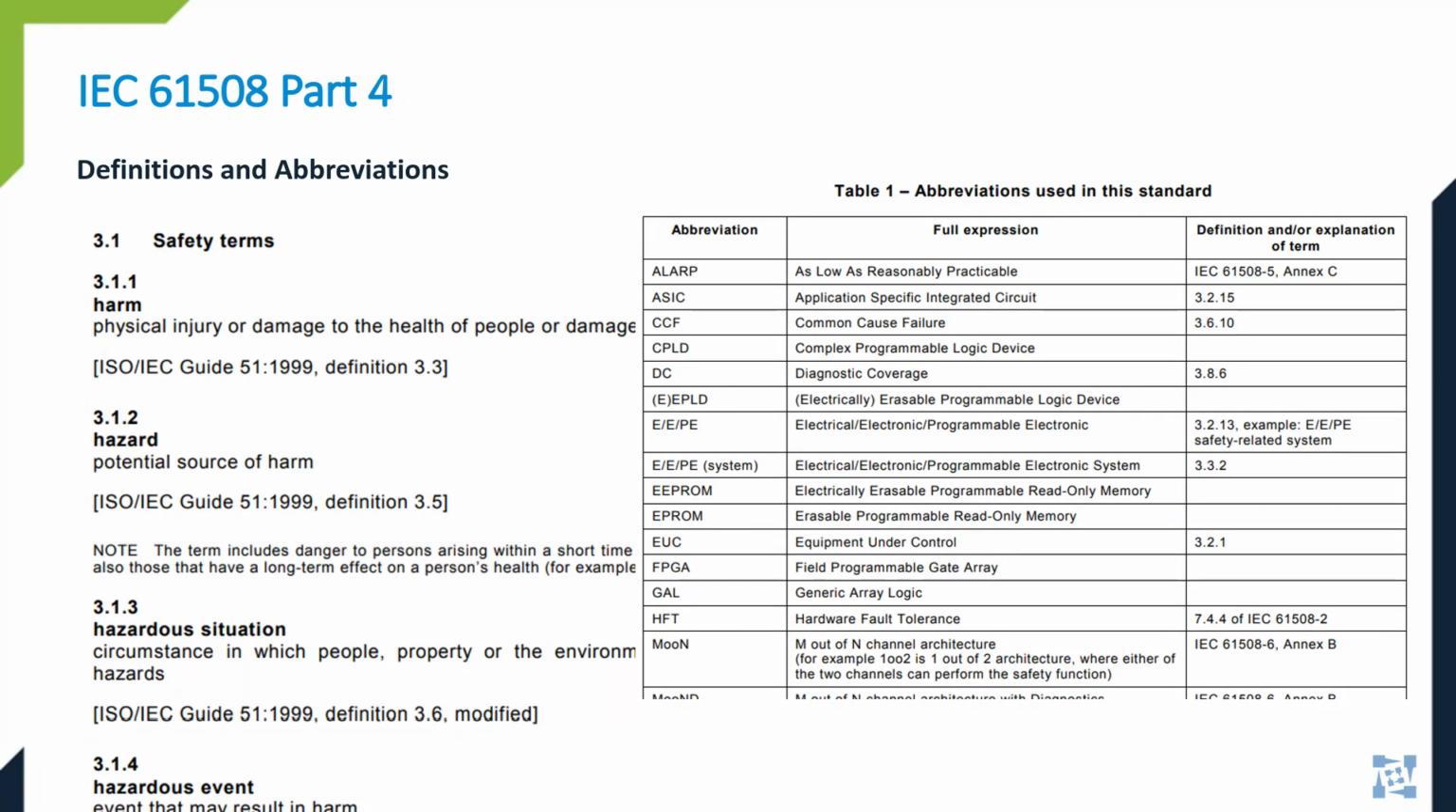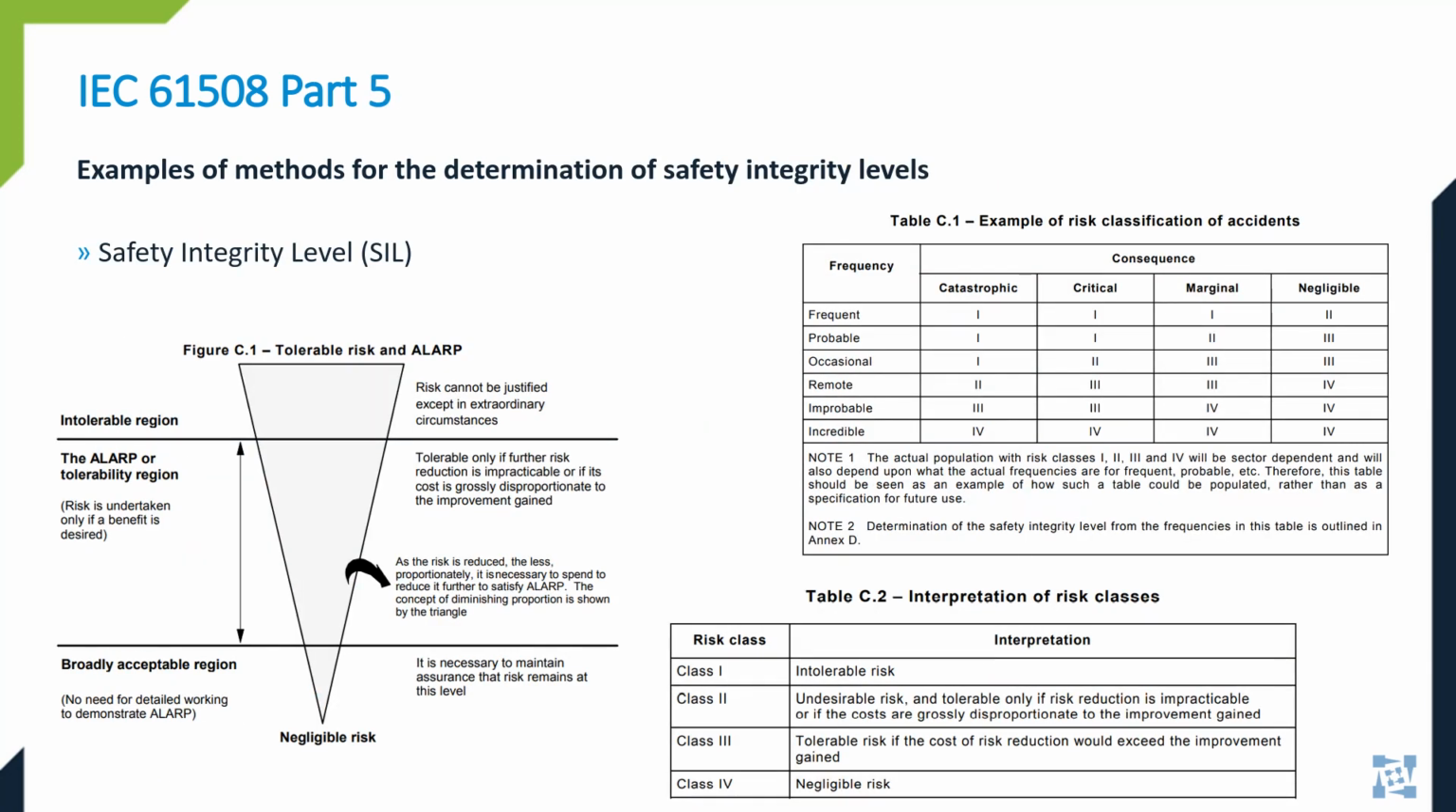Now, part 4 of the standard contains all of the definitions and abbreviations used, so very easy to read. Part 5 contains supporting documentation and examples for determining your safety integrity level and the risk class. A class 1 device failure will have a catastrophic consequence. A class 4 device failure will have a negligible consequence. You similarly see this kind of classification used in the medical industry.